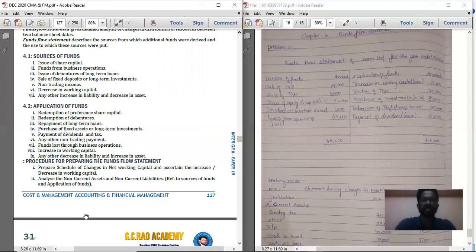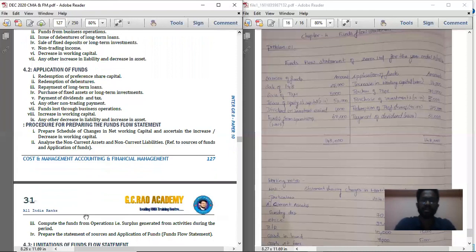Second step is to analyze all the non-current assets and non-current liabilities. That is land and building, plant and machinery. On the asset side, what are the different non-current assets, and on the liability side, what are the different non-current liabilities. Analyze all the non-current assets and non-current liabilities and find whether there is source of fund or application of fund. That is step number 2.